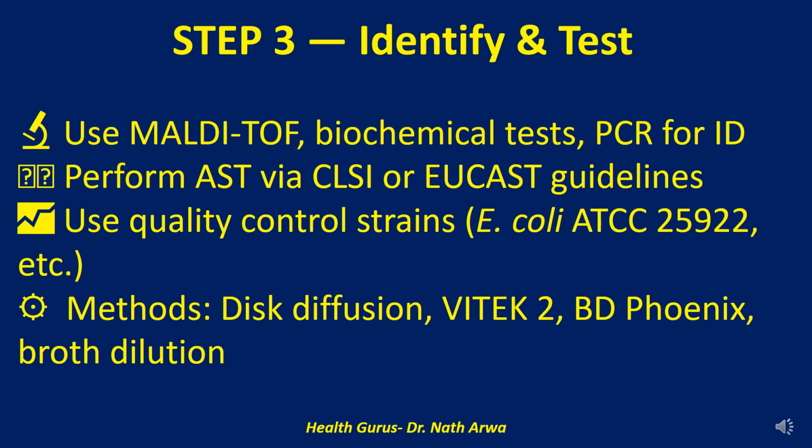So to summarize step 3, number 1. Identify your organisms with confidence. Number 2. Test their resistance using validated methods. Number 3. Always use quality control strains. And, number 4. Stick to global standards from CLSI or EUCAST. You've now got high quality, accurate results. Coming up next, I will show you how to organize this data and transform it into an antibiogram that people can actually use.